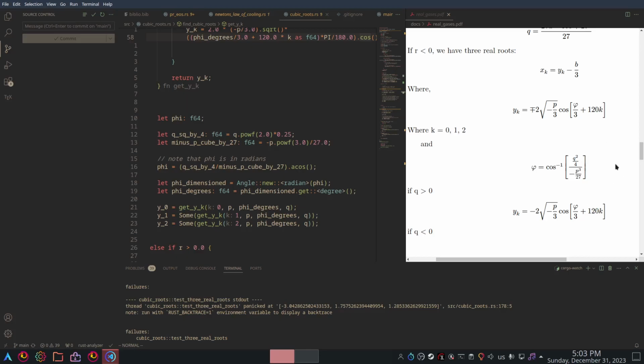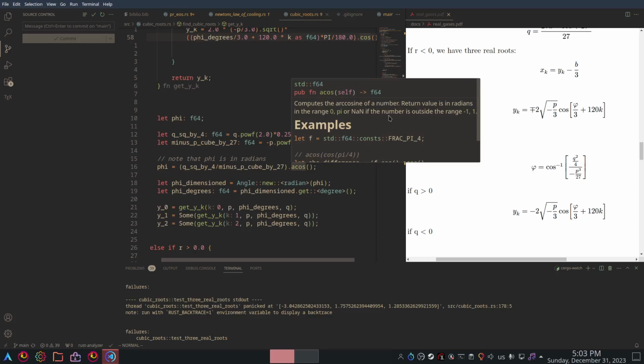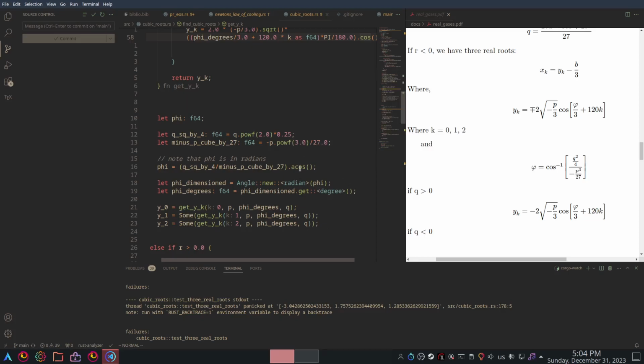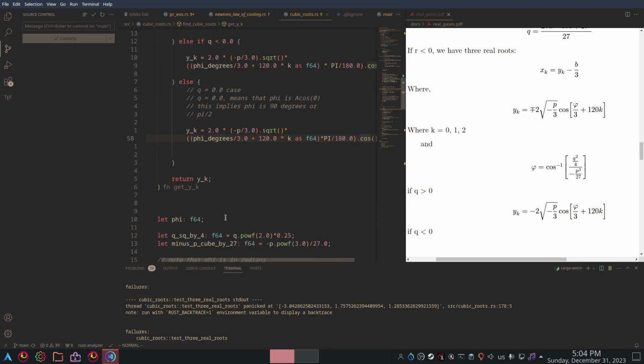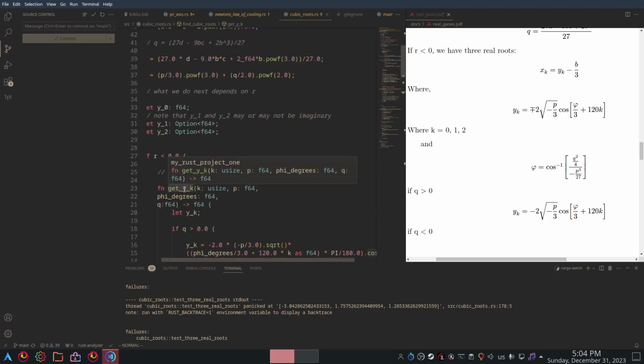That's all well and good, but phi here is likely going to be in radians. When you do an arc cosine, it will give you back a radian value: the return value is in radians in the range 0 to pi. It is not a number if the argument is outside the range -1 to 1. So I will get an answer in radians, but I converted it into degrees before plugging it into this function, get yk.